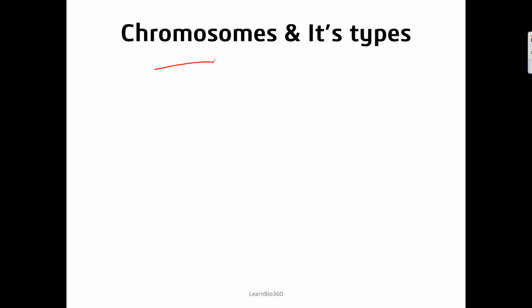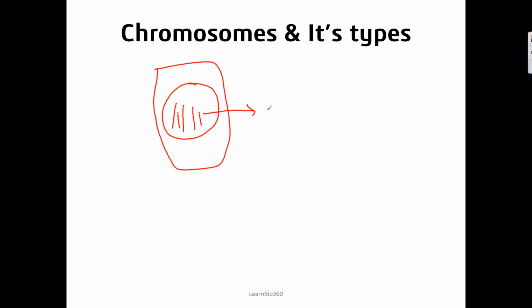So as discussed in previous videos, all living organisms are made up of cells and each has a cell nucleus. The nucleus contains thread-like structures. This we are calling DNA or the genetic material. This DNA has two forms. When it is in these thread-like forms, we call it chromatin.